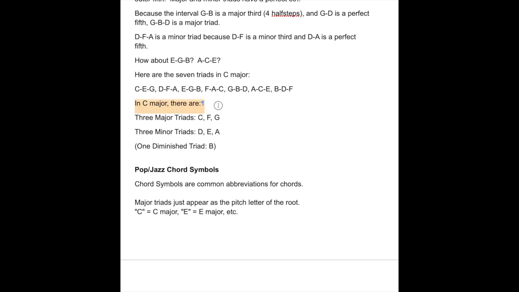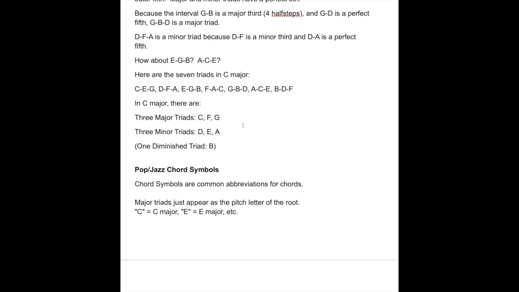I'll go ahead and summarize what's there. So this is just all the triads you could build in the key of C major. And here's what the qualities are. So there are 3 major triads. There's C major, F major, and G major. There are 3 minor triads: D minor, E minor, and A minor. I'll go ahead and play those for you.